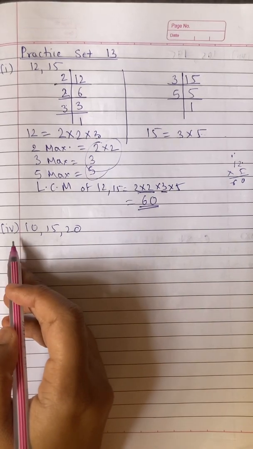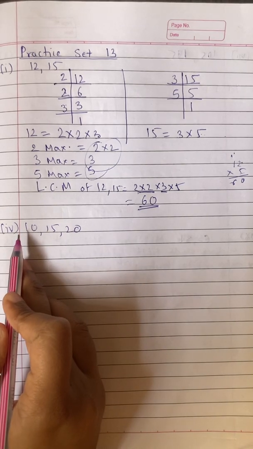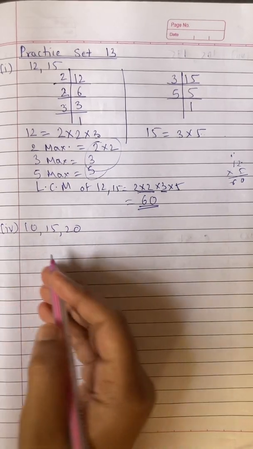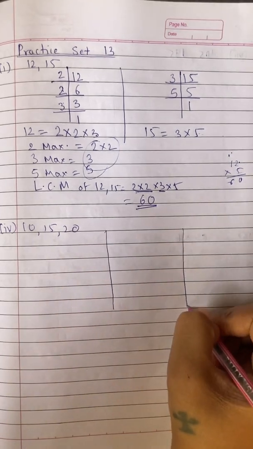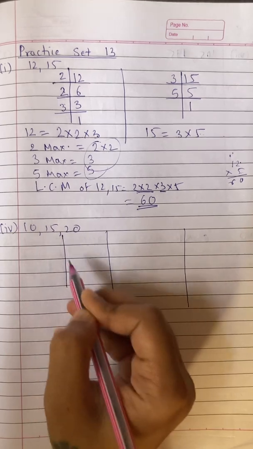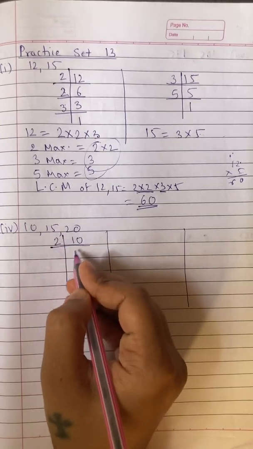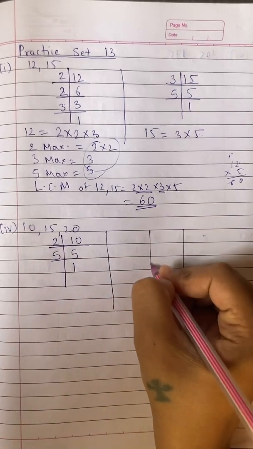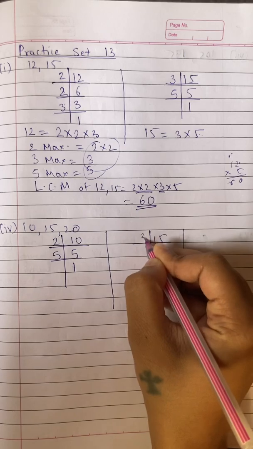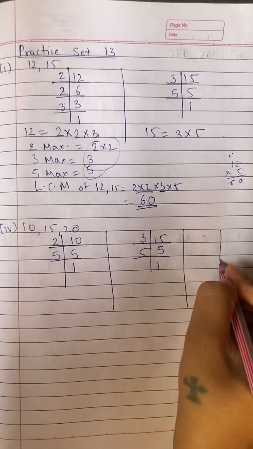Now let us solve the fourth sum. The second and third you have to solve at home. I'll solve the fourth sum directly. I'll make 3 parts because I have to find the LCM of 3 numbers. First I'll write down 10. 10 comes in 2's table: 2 5s are 10 and 5 1s are 5. Now I'll write down for 15. 3 5s are 15 and 5 1s are 5.